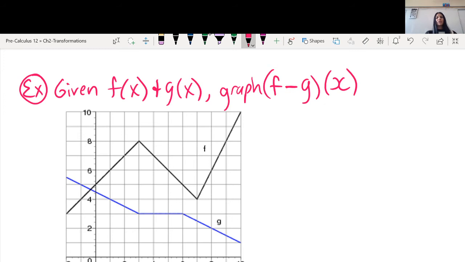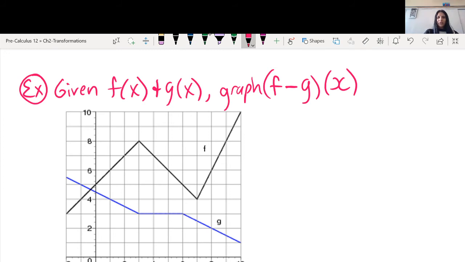Given f of x and g of x, graph f minus g of x. So I like to go through this to help you to understand where this is coming from. I'm going to teach you some strategies for how to do this. So for example, if I want to come up with this, we'll do it in pink, this f minus g of x.